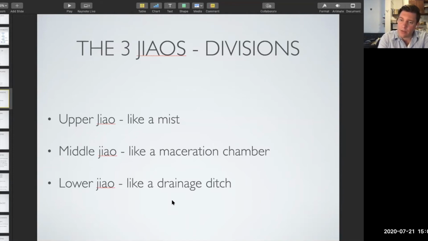Danielle, does it have to do with type of qi for liver and gallbladder? You mean the fact that they're in the lower jiao? Maybe. Let's take a break here and let me think about that for a second.